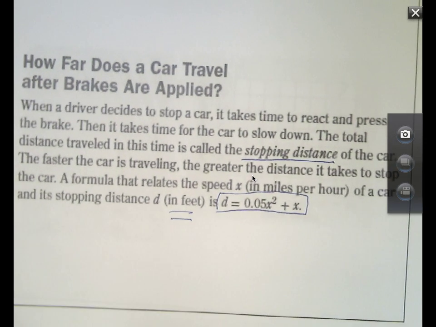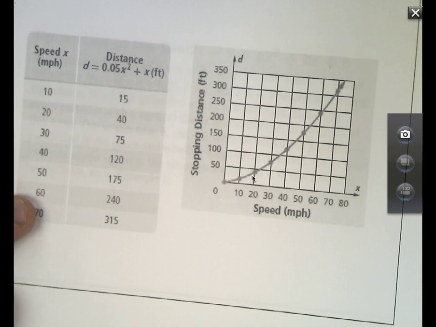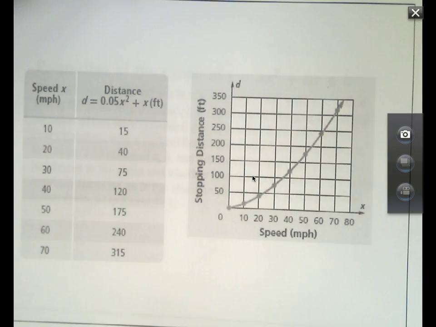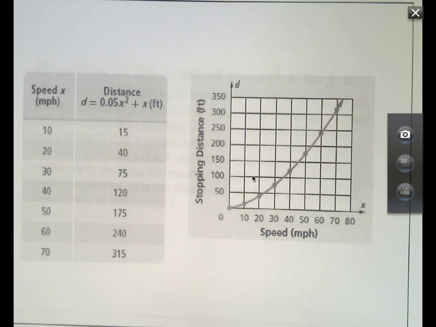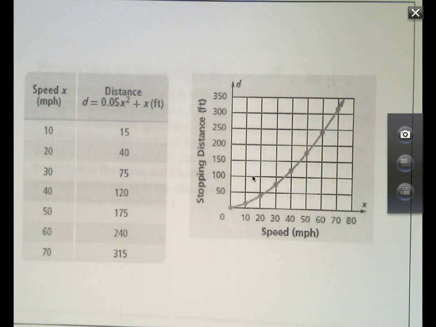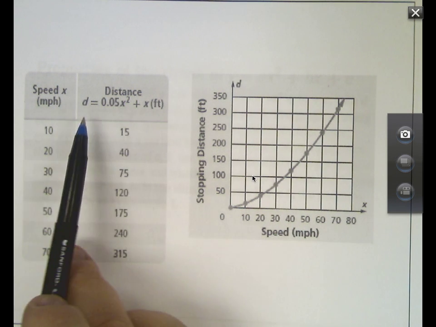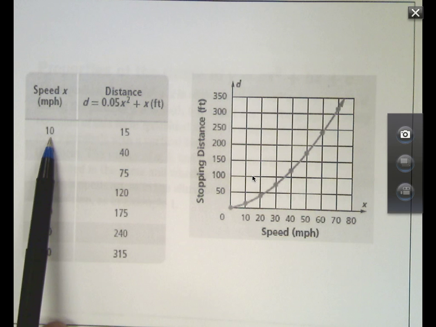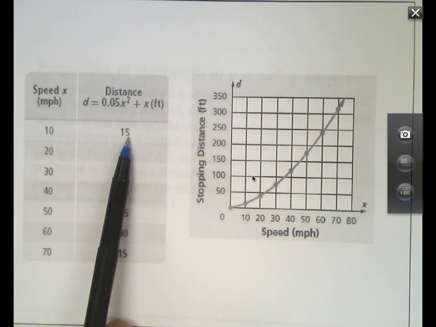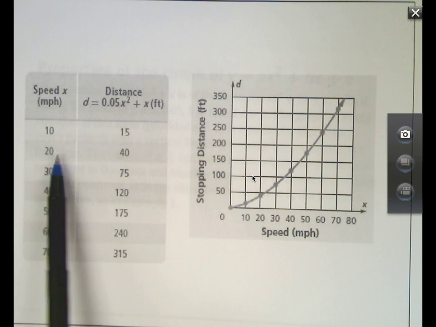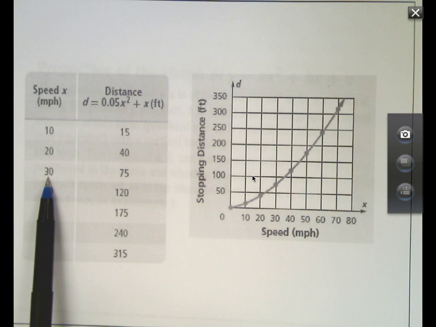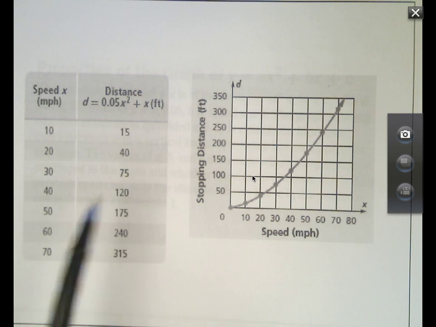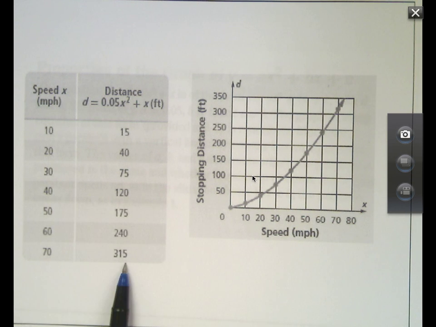What does that look like? Well, when you graph it, obviously we don't need negative numbers because you can't go negative speed. Okay? So what they did for us was put this in a table for us. So at 10 miles per hour, it takes 15 feet to stop. At 20 miles per hour, it takes 40 feet to stop. 30, 75 feet, all the way to 70 miles per hour, which takes 315 feet to stop.